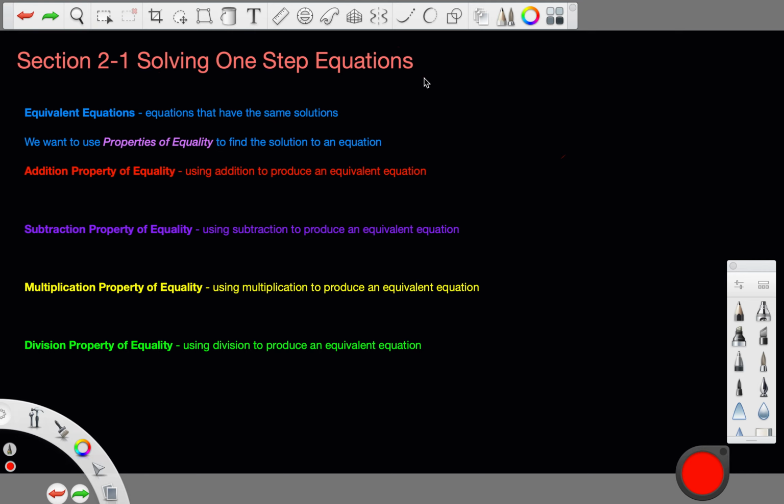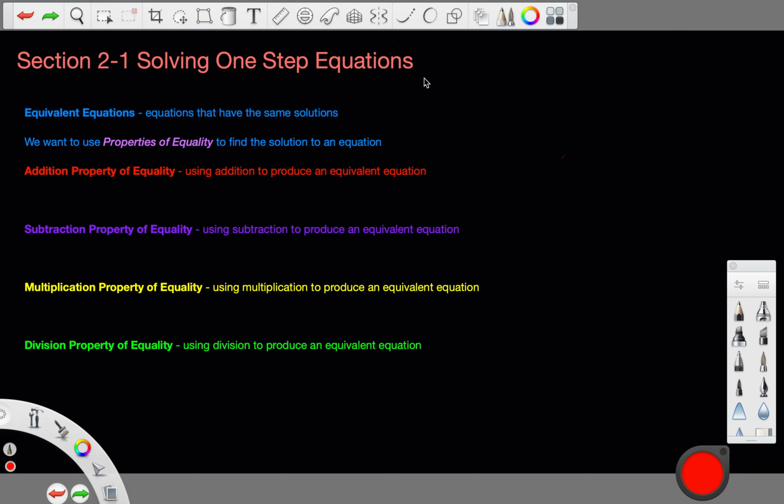All right, so what we're going to do today is talk about equivalent equations. Now, these are equations that have the same solutions. So there are infinitely many equivalent equations, okay? Now, in order to solve these equations, we want to use the properties of equality. So we have four properties of equality written below: addition property, subtraction, multiplication, and division.